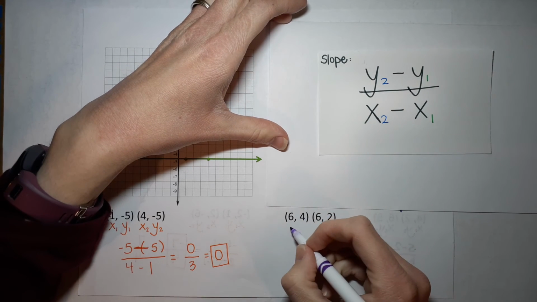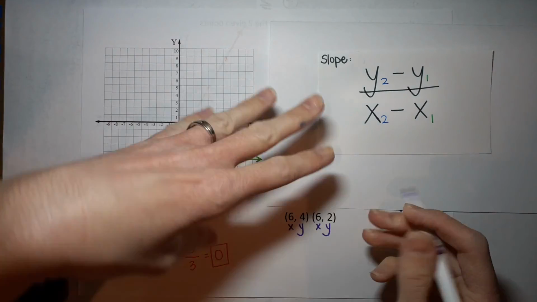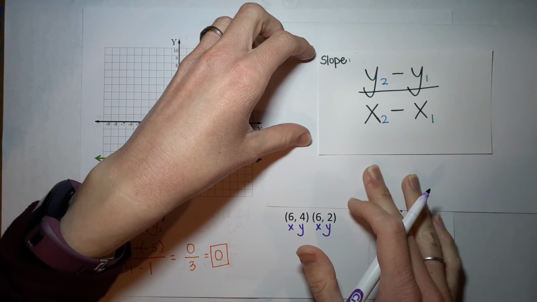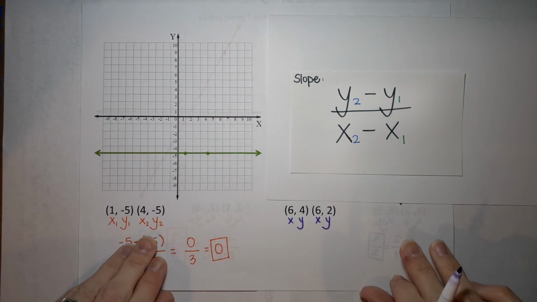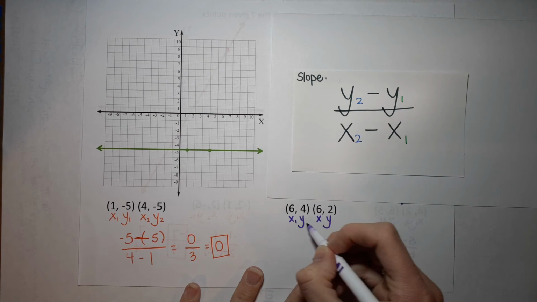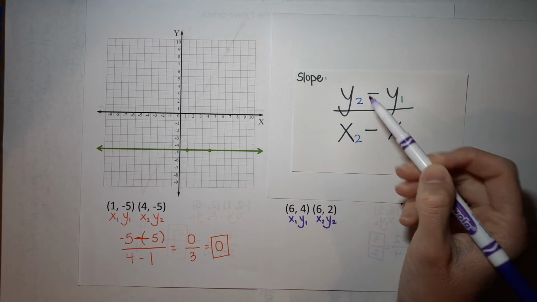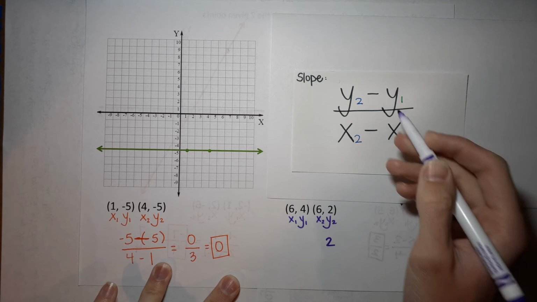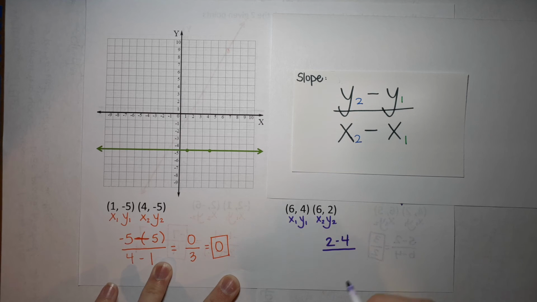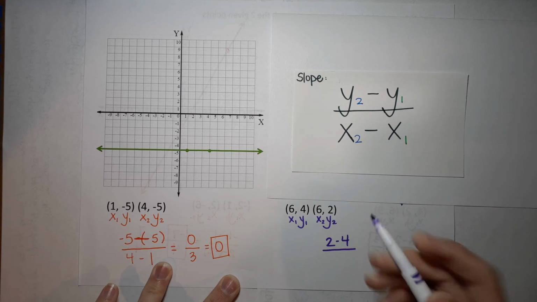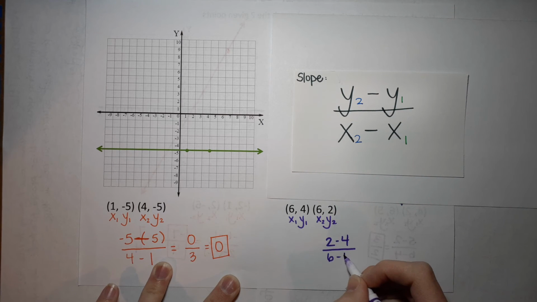Same thing I've been doing. I label them. Some people can do this without labeling them. My brain just yearns for math things to be labeled. All right, I'd rather write too much than not enough. So I'm going to say these ones are x1 and y1. These ones are x2 and y2. Okay, y2 is 2 minus y1 is 4 all over x2 is 6 and x1 is also 6.